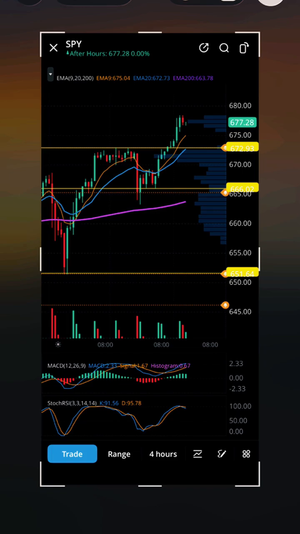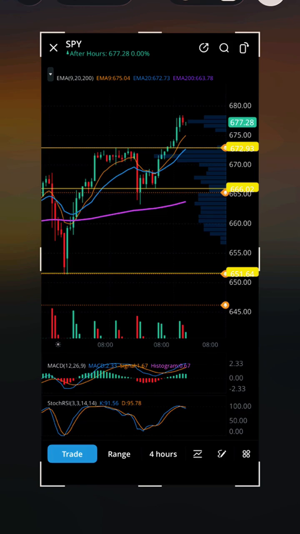So the fat part of the candle is called the body. That's the main battle zone. The thin lines sticking out above or below are called wicks or shadows. They show rejection or extension. So the long upper wick is showing you again that the price went up, but the sellers pushed it back down. That's called rejection. You got the long lower wick that's showing you that the price went down, right? But the buyers bought it back up. That's support.